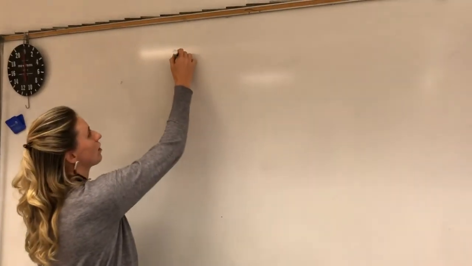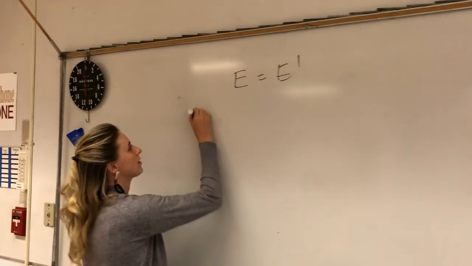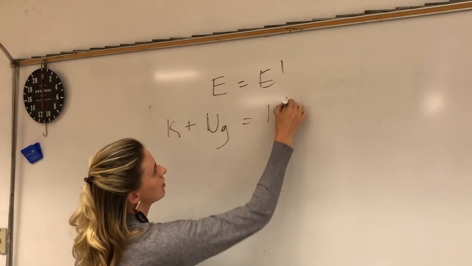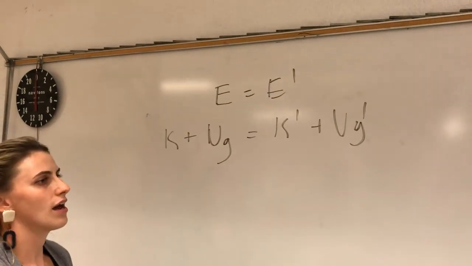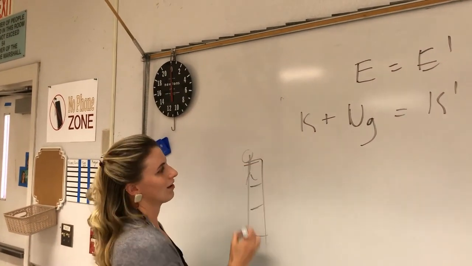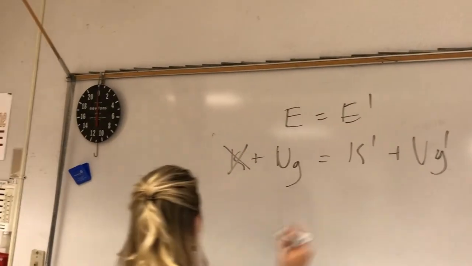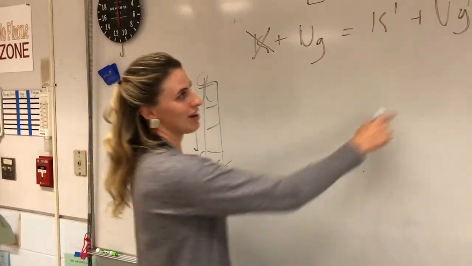Let's go ahead and start with our equation. The energy in the beginning equals the energy at the end. We know that kinetic energy in the beginning plus the potential energy equals the kinetic energy plus the potential energy in the end. Now, when she's up on the ladder, does she have any kinetic energy? Nope. So that one gets to go away. And how about at the very bottom, do I have any more potential energy?